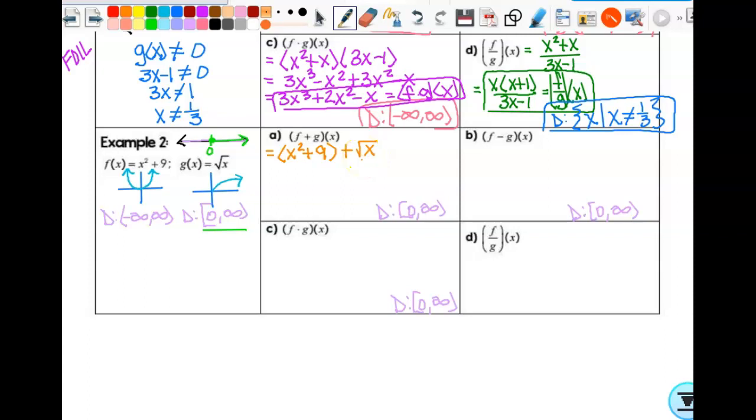So just like I can't add x squared and x to the third, I can't add those. I can't actually combine anything, but I should put it in the correct order, which is descending order of my exponent. So this should be x squared plus the square root of x plus 9, and that is equal to f plus g of x. And then we already have the domain. What questions do you have?